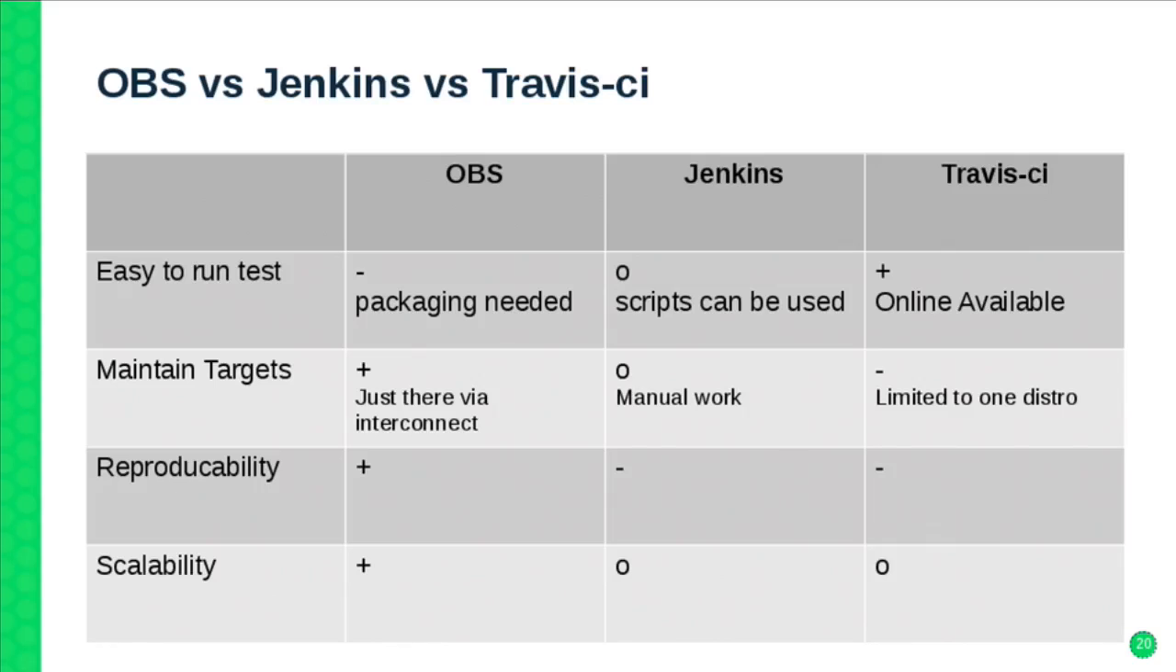While in build service, since a build is created from scratch anyway, all you need to do is configure your build targets with an XML line. So it's a few XML lines, and you're done, or a click even in the web interface. And Travis is limited to Ubuntu only. And the biggest problem is that they switch the base distro from time to time, and you have no control over it. So at some time, suddenly your test cases fail because they have switched to the newer distro, and you're really surprised that now suddenly all your pull requests are failing.